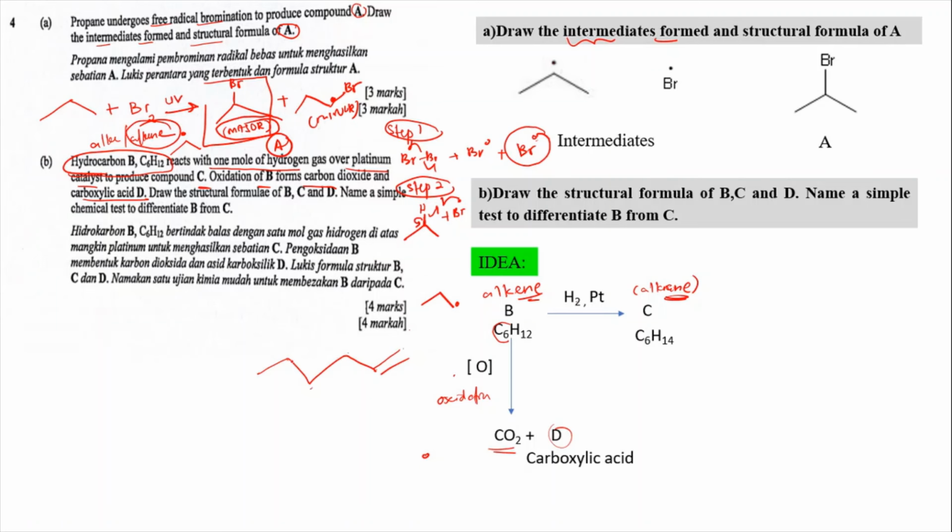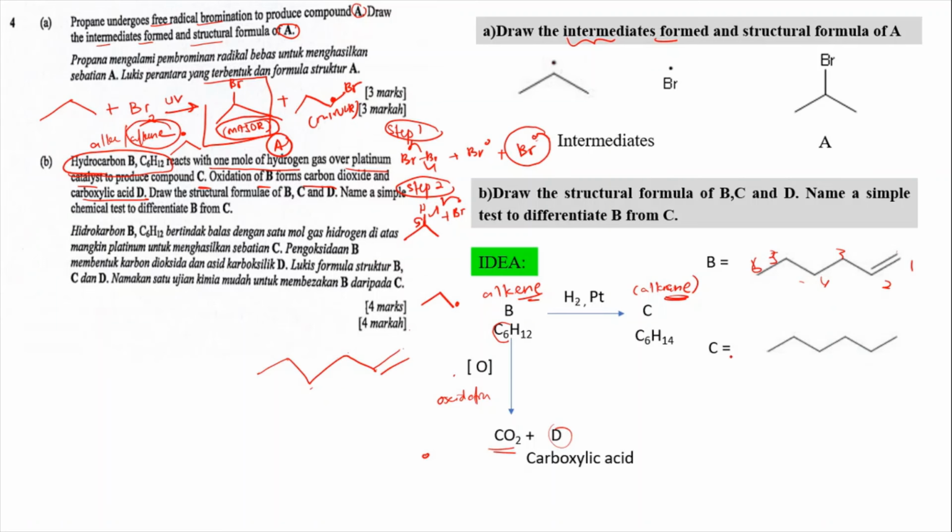1, 2, 3, 4, 5, 6. So our B is going to look something like this. So it's going to be 1-hexene. And then for C, because it undergoes hydrogenation, the double bond is going to become a single bond with hydrogen and hydrogen. So C is going to look something like this.